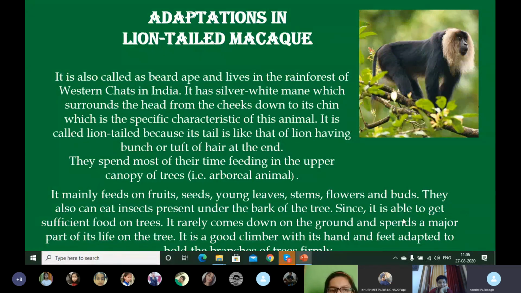Since it is able to get sufficient food on trees, it comes down to the ground rarely and spends the major part of its life on the tree. So that means it is a good climber. Why? Because its hands and feet are adapted to hold the trees properly.